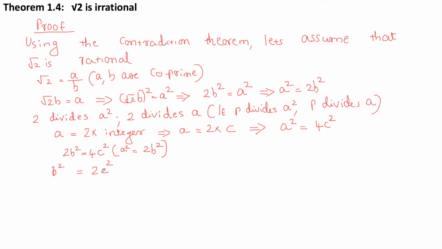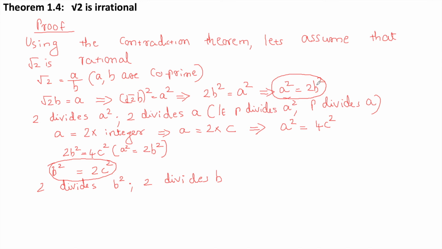This means what? 2 is a factor of b square. That means 2 divides b square, and 2 divides b. How? If p divides a square, p divides a. Now check these two. B square is equal to 2c square, a square is equal to 2b square.